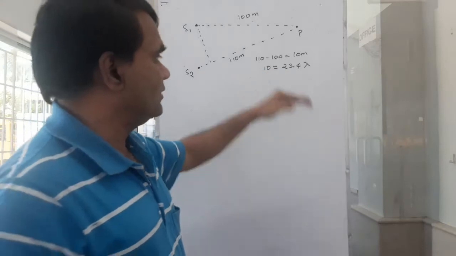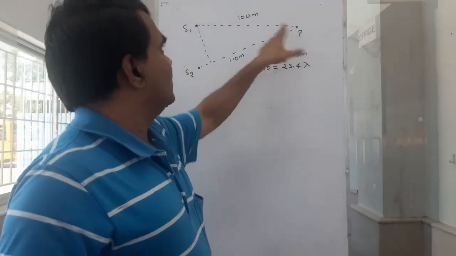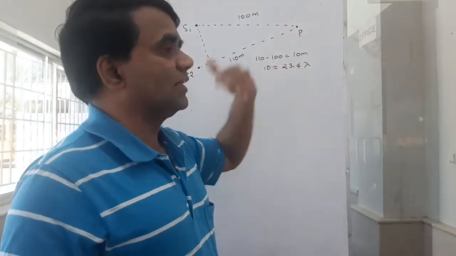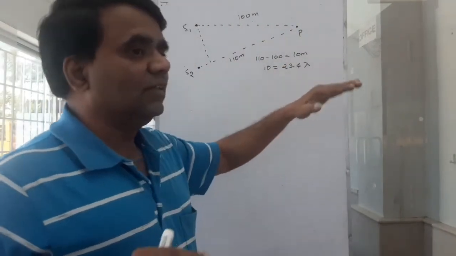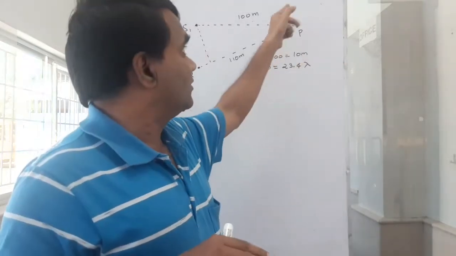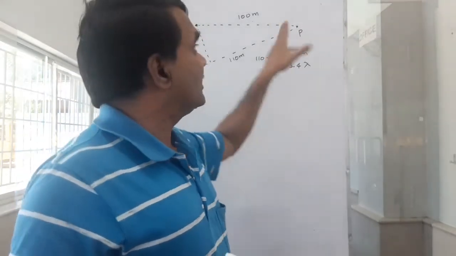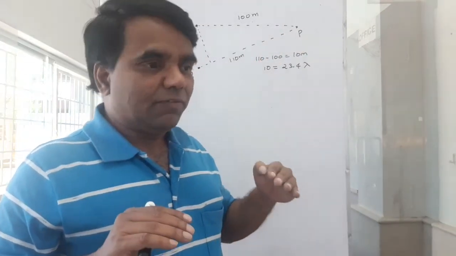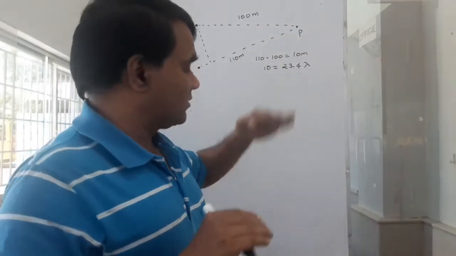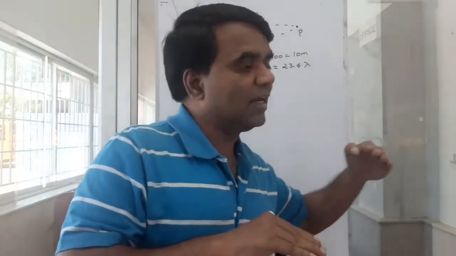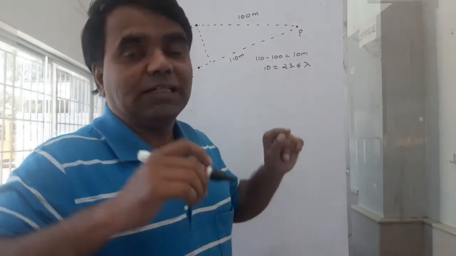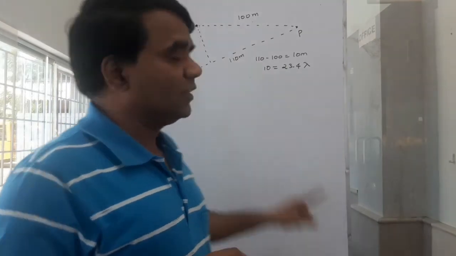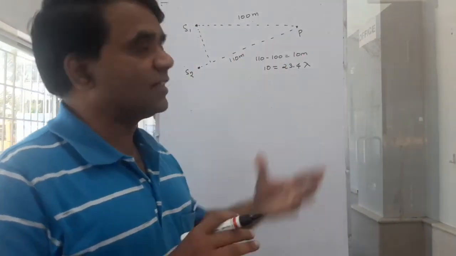So what it means is that this wave will reach here first. The first cycle will reach here, second cycle will reach, then third cycle, fourth, fifth, sixth, seventh. So the 23rd cycle will reach here. And when the 23rd cycle has traveled 0.4 lambda into this, is when the first cycle from S2 will arrive there. So that is the difference.